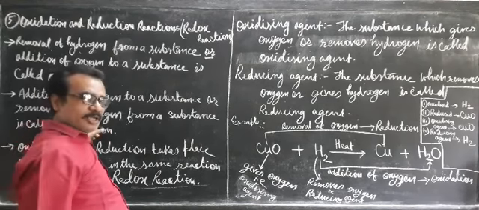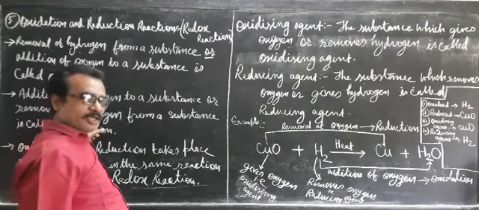This is the reaction between copper oxide and hydrogen. When it is heated together, it gives us copper and water. Now in this case, what is happening? See, it is copper oxide, so there is copper as well as oxygen in this compound.